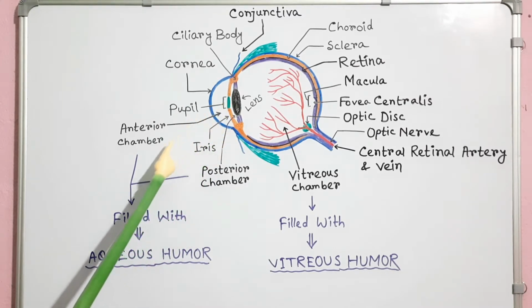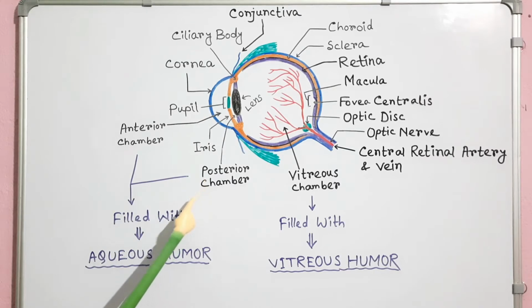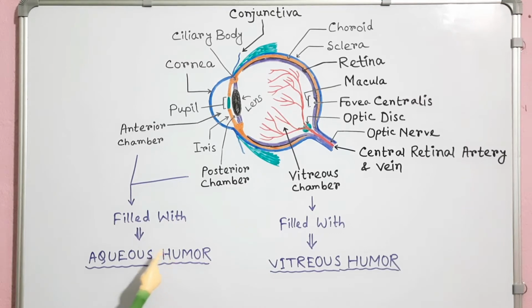The anterior and posterior chambers are filled with a liquid called aqueous humor. It is produced by the ciliary processes. The aqueous humor is made up of 99.9% water and 0.1% other substances. For example, sugars, vitamins, proteins, lactic acid, ascorbic acid and other nutrients.